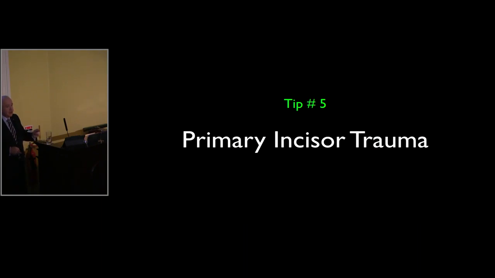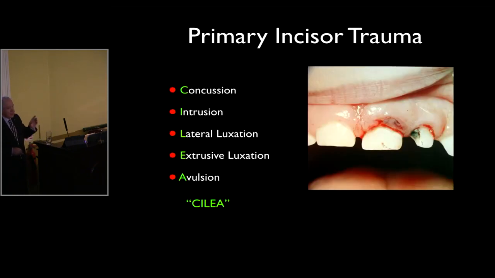Primary incisor trauma always is a question that will come up in either the paper or the OSCE or the viva. The concussion, intrusion, lateral luxation, extrusion, and avulsion. If you take the first letter of each of those, it gives you the word cilia. So if you can remember cilia and the examiner asks you, tell me about primary incisor trauma, you're away with it then. You can then say, well, there's concussion and that, so you're really moving properly.